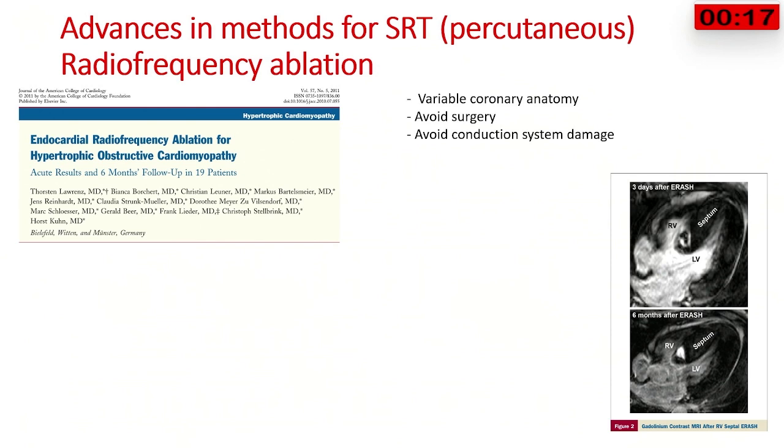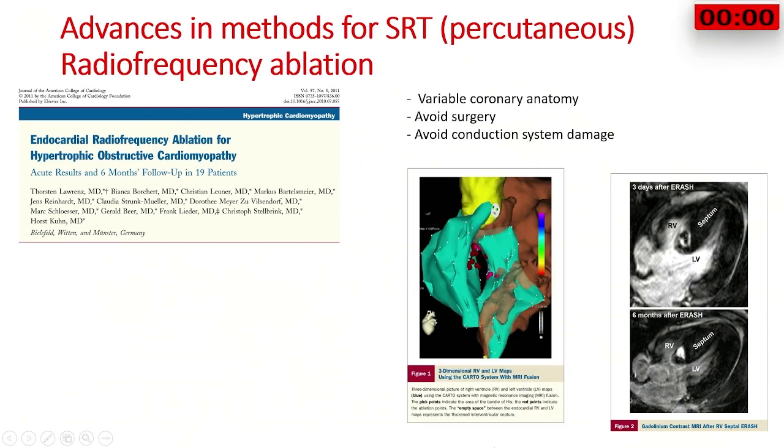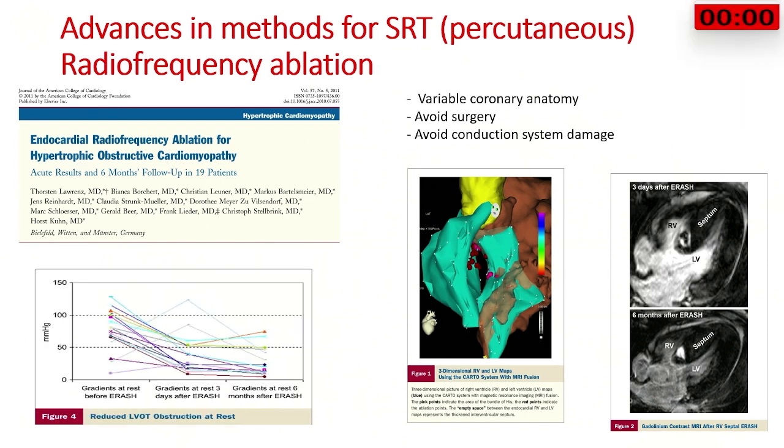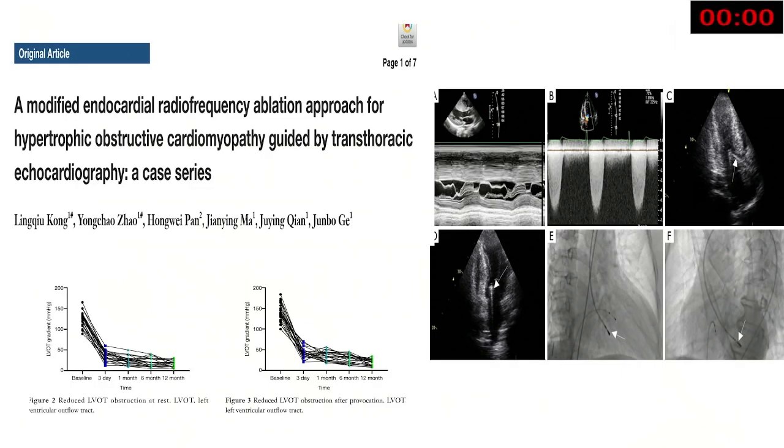Another type of intervention is radiofrequency ablation. This idea of ablation for the muscle was taken from radiofrequency ablation for arrhythmias. It was first done by endocardial ablation, and this was guided by 3D CARTO in order to avoid injury of the conduction system, and it had acceptable results. And it was modified to be done under echo guidance.